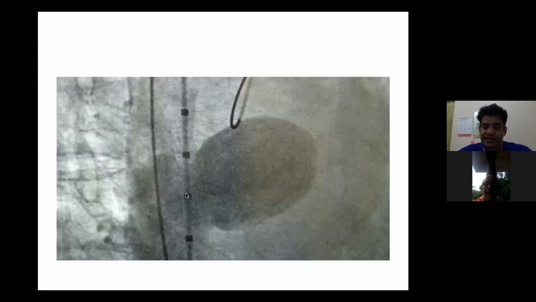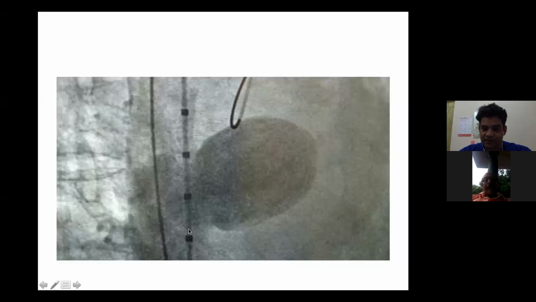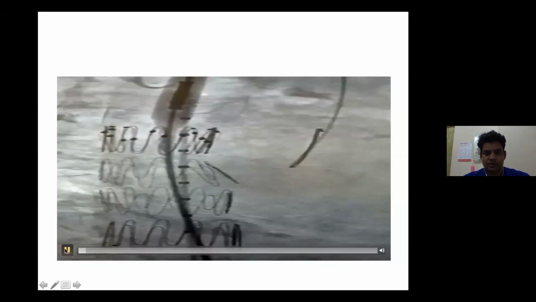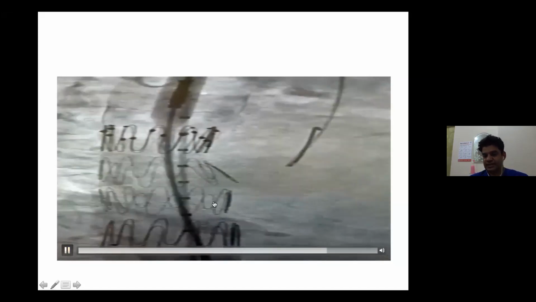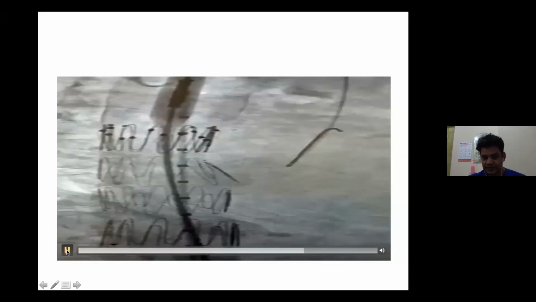So we did this case under local anesthesia, and as usual, we opened the groin and took the graft, and we deployed the graft across this aneurysm, and you can see that this is the level of the aneurysm, and this is completely gone after deploying the graft, and this is the angiogram post graft. So you can see this is the level of the aneurysm, and this is the angiogram post deployment, where we can see that the aneurysm is completely excluded from the circulation.